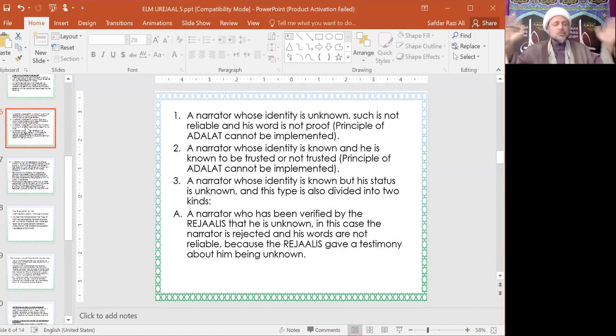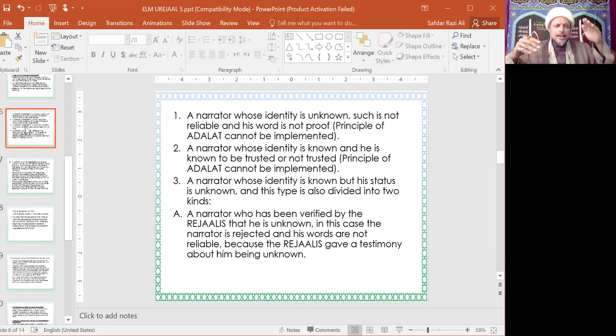An unknown person, Mr. X, we don't know who he is. How can we apply the principle that a person is just until proven to be unjust to an unknown person? No, we cannot. The principle of adalat. So this is the bifurcation A which we had: a person's identity is unknown.